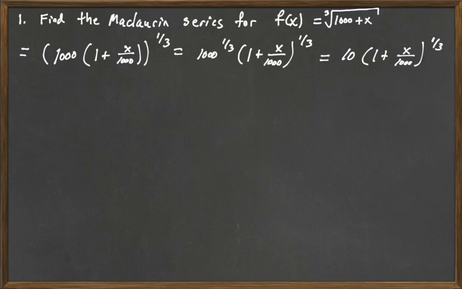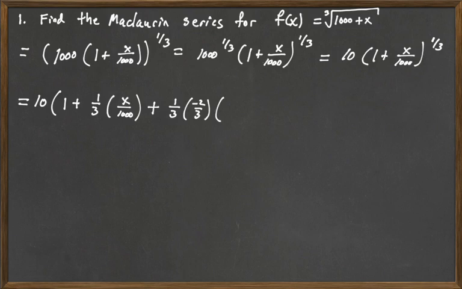Okay, so this is going to be equal to 10 plus, well, I'm going to factor out the 10, so it'll be 1 plus r, which is 1/3, times x, in this case x over 1,000. Okay, and the next term is going to be r times (r minus 1), so 1/3 minus 1 is minus 2/3, and then x squared, which is (x over 1,000) squared, all over 2 factorial.